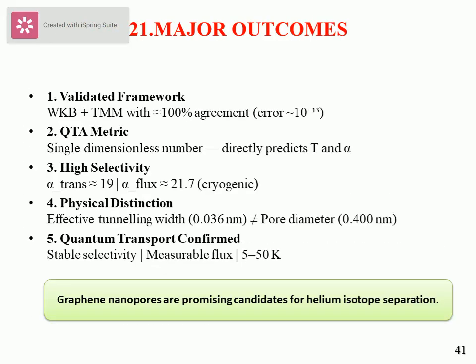So let me summarize our key outcomes. First, WKB and TMM match with nearly zero error. Second, QTA, one number, predicts transmission and selectivity. Third, high selectivity, transmission approximately 19 and flux approximately 21.7. Fourth, clear distinction between the barrier width and pore diameter. Fifth, quantum transport dominates from 5 to 50 Kelvin with stable flux and selectivity. So graphene nanopores are promising for isotope separation.